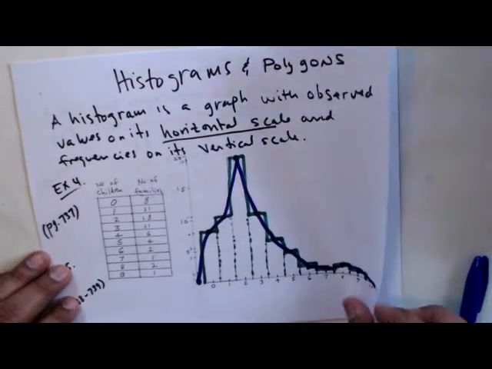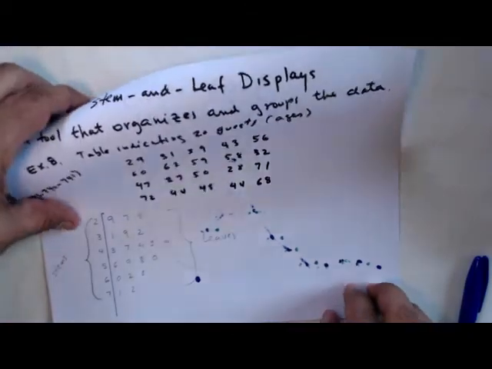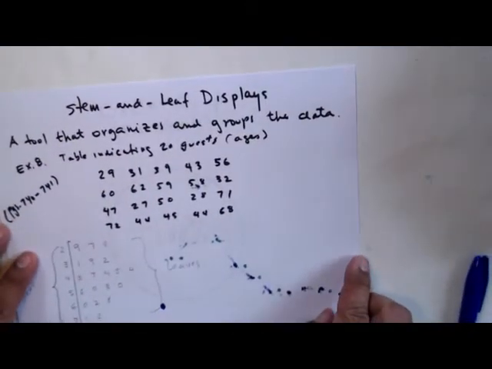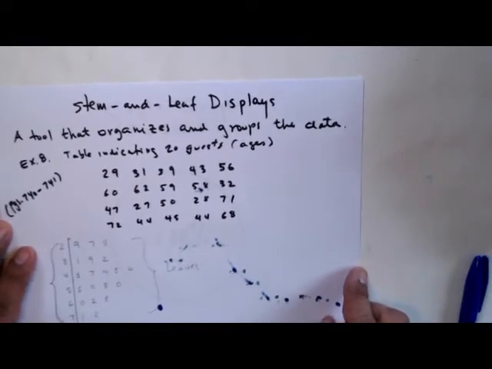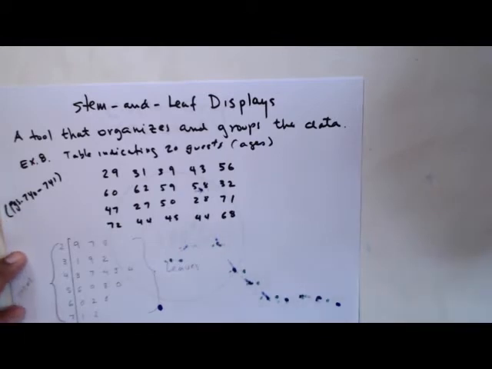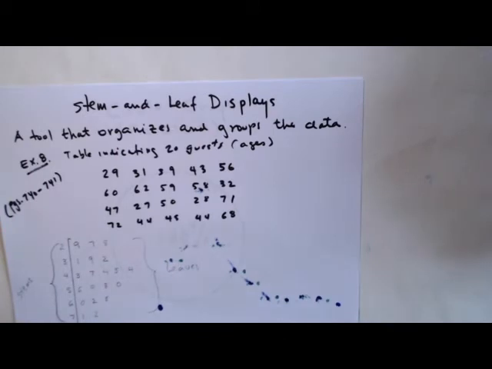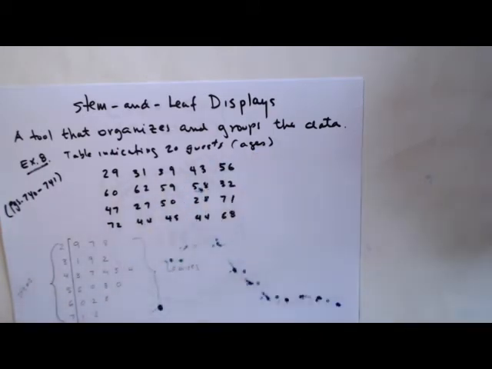So now let's move on. We have another technique here. It's called the stem and leaf display. This is a tool that organizes and groups the data. And this is example number 8 in the book. And so we have a table of 20 guests with corresponding ages.